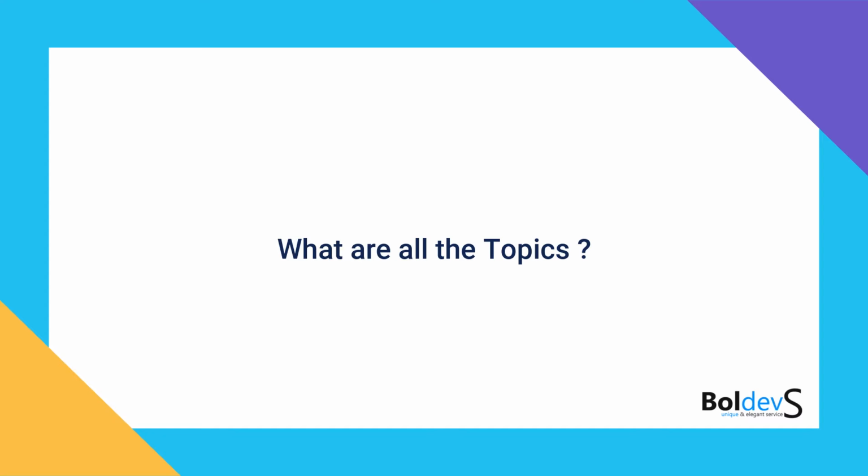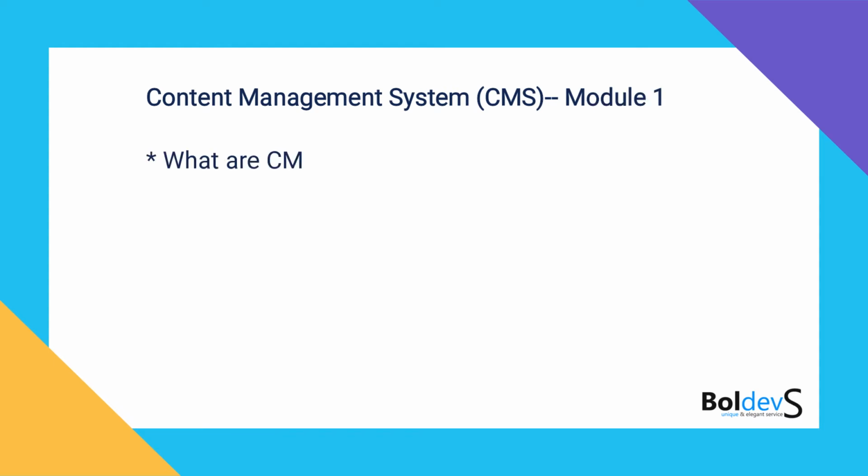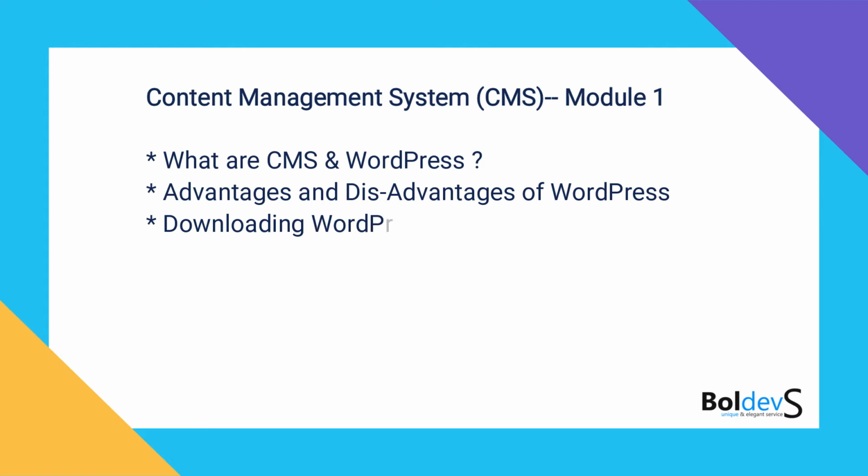In this session, I'm going to tell you what exactly are the topics we are going to learn in this course. Completely, we have 7 modules, including the subtopics, and we'll see them one by one. Module number 1, Content Management System. In this module, we are going to see what CMS and WordPress are, the advantages and disadvantages of WordPress, and how we can download the WordPress files.